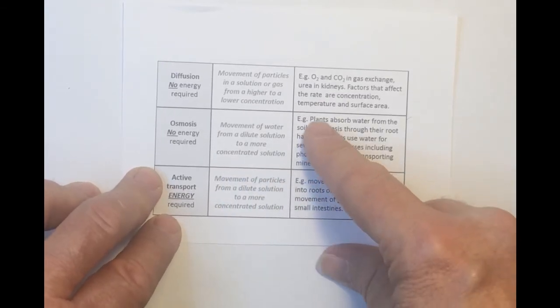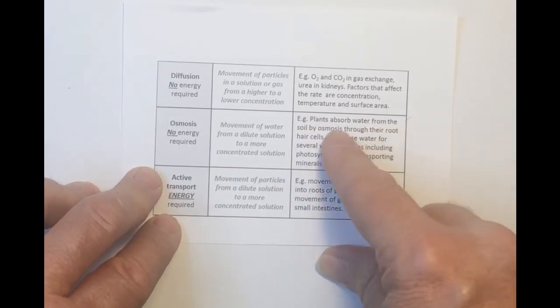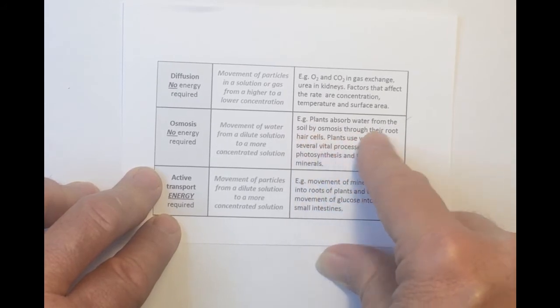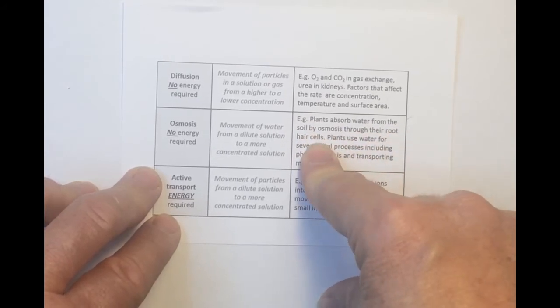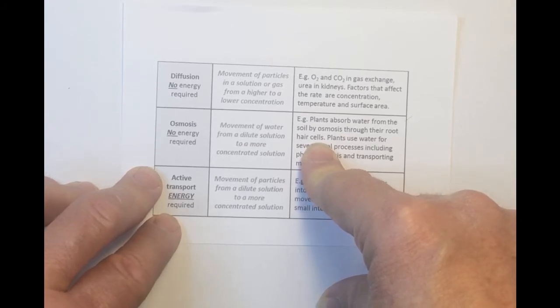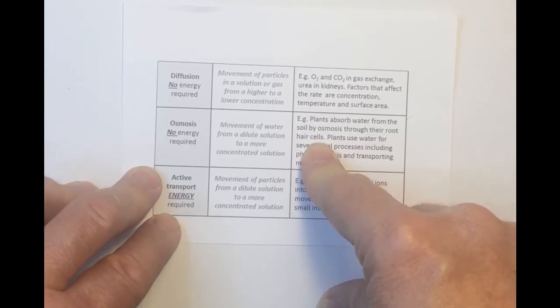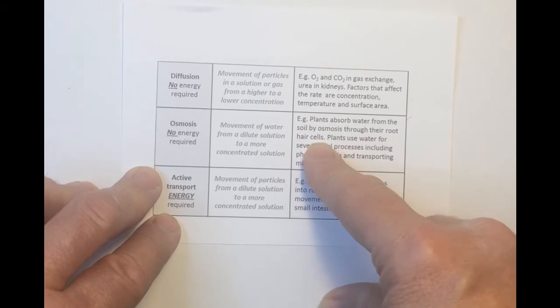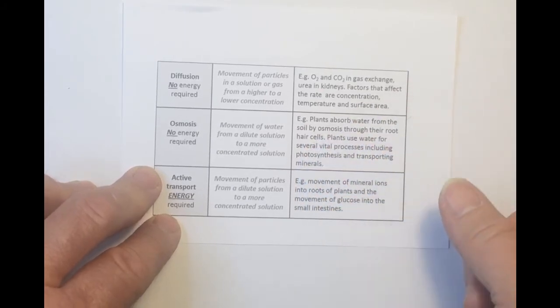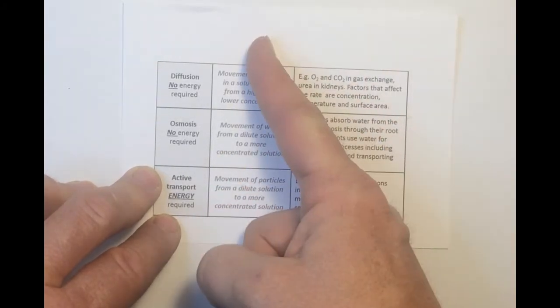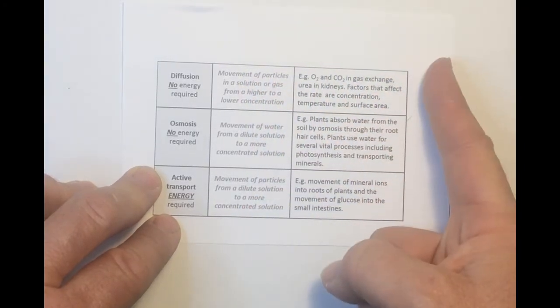Good examples of this is plants absorb water from the soil by osmosis through their root hairs. So basically that means that on the outside of the root, there's a lot of water. It's rained, all the soil's wet. Inside the plant, there isn't as much water. So osmosis is where the water moves from a lot of water outside to less water inside.